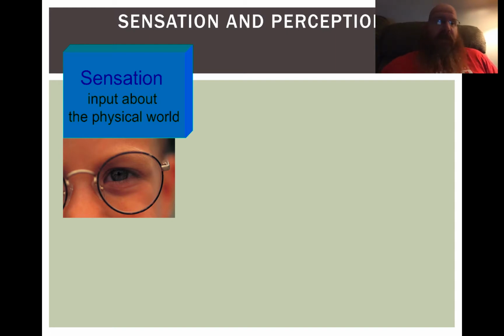So our neurons that deal with sight, our neurons that deal with smell, our neurons that deal with hearing, taste, touch, pain, movement, all those things are different neurons that sense those. And those sensations, those messages are going to be sent through the body. But sensation, in its most basic term, is just input about the physical world.